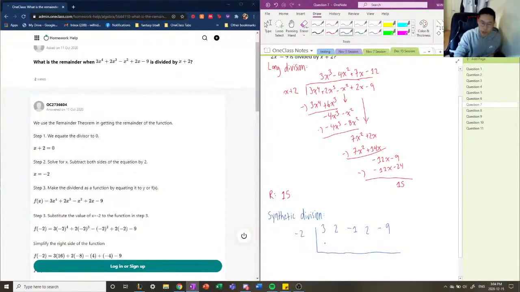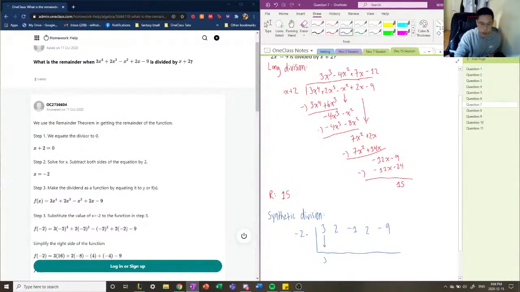Alright, so what we're going to do now is move this. We're going to do this kind of division. It's not really division, it's more like finding the coefficients for your quotients. So we're going to move our first term down here as 3. We're going to multiply our divisor's zero by the term and add it to the next term.